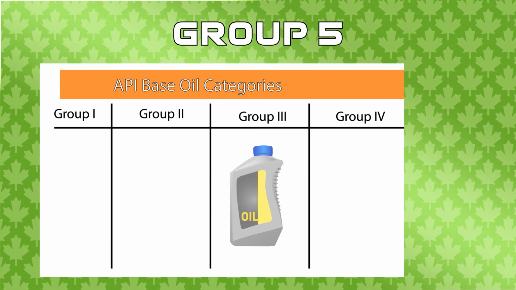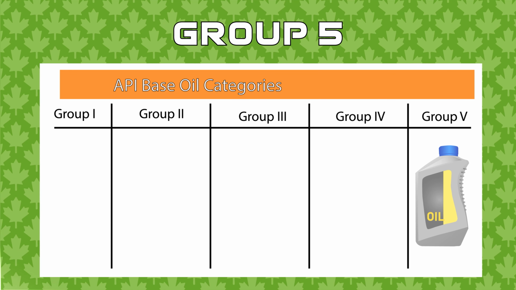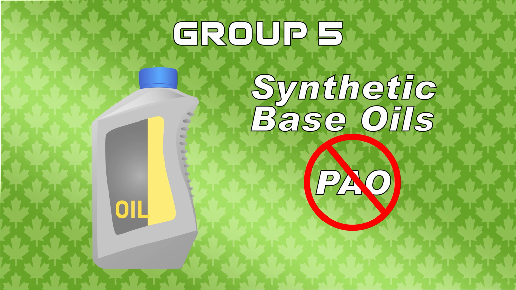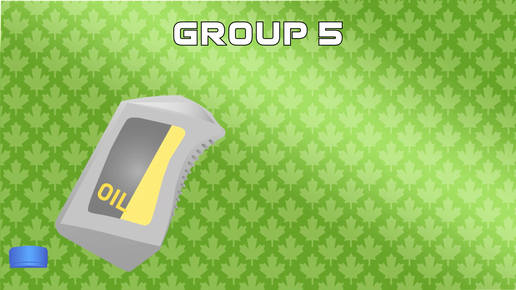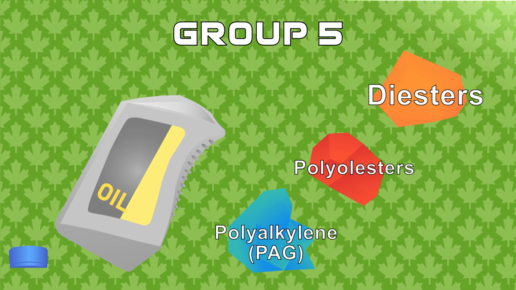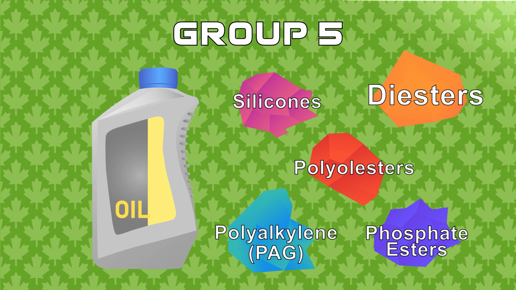Finally, Group 5 base oils are the catch-all for anything that doesn't fit into the previous 4 categories. Many synthetic base oils that are not PAOs are found in this category. They include diesters, polyol esters, polyalkylene glycols or PAGs, phosphate esters, and silicones. Each of these base oils provide advantages and disadvantages, which is beyond the scope of this lesson.